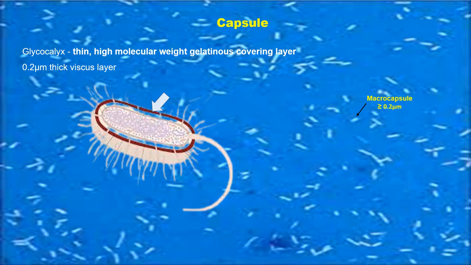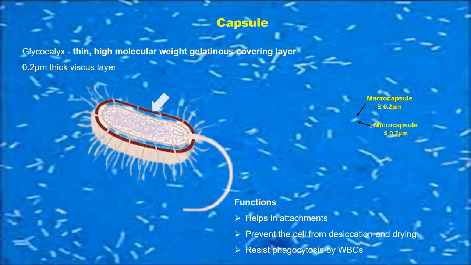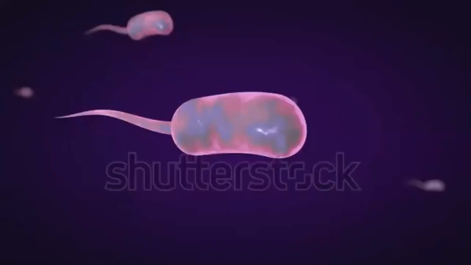The second type is the microcapsule. It has a thickness less than or equal to 0.2 micrometer, and this can be visible only under electron microscope. The function of the capsule includes attachments, prevention of cell from desiccation and drying, and it also resists phagocytosis by WBC cells. Next comes the flagella.